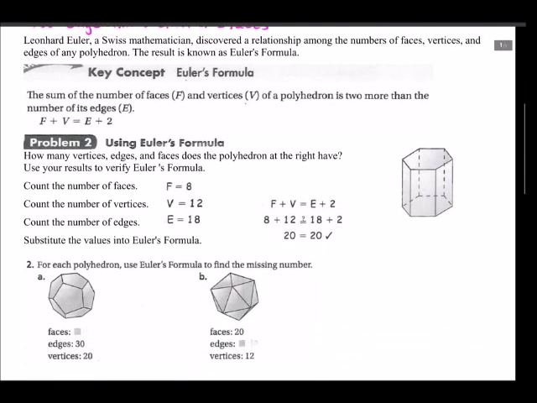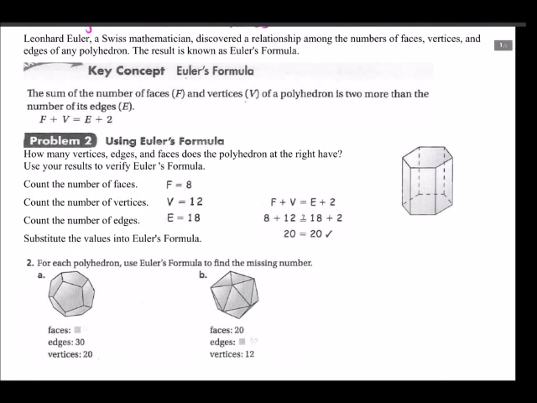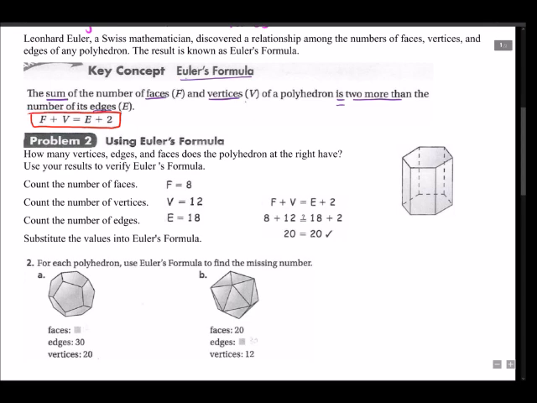All right, next. Leonhard Euler was a Swiss mathematician. He's very famous in math circles. He did a lot of things, but what we are interested in is Euler's formula. It develops a relationship among the number of faces, vertices, and edges of our polyhedron. And so what Euler's formula says is that the sum of the number of faces and vertices equals 2 more than the number of edges. And so we get this formula right here: faces plus vertices equals edges plus 2.